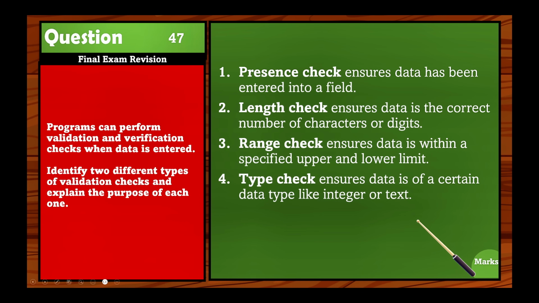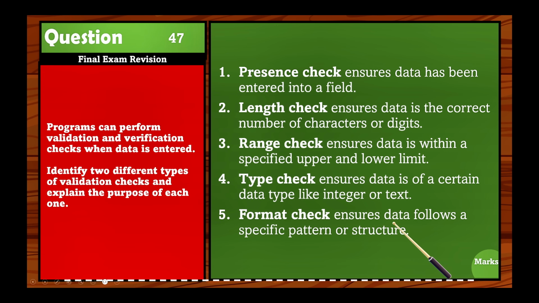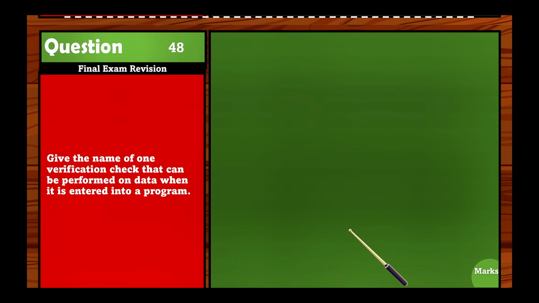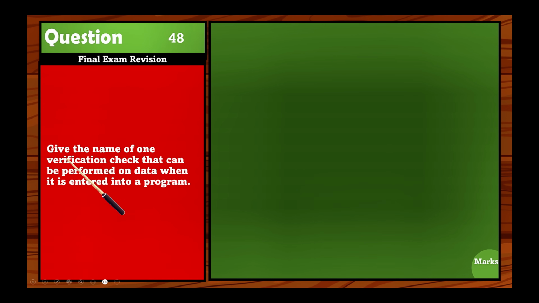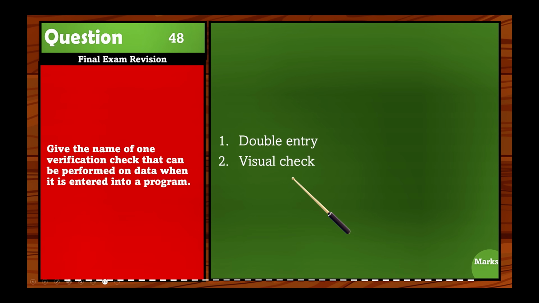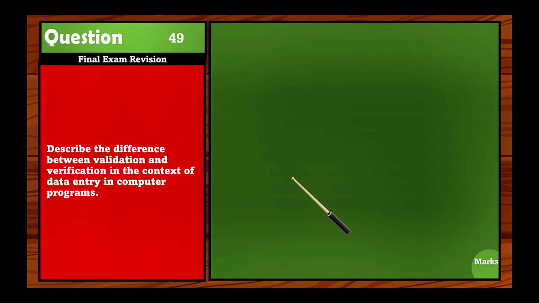Then you have a type check. Type check ensures the data is of a certain data type, like integer or text. Then you have a format check. This check ensures the data follows a specific pattern or structure. Question 48. Give the name of one verification check that can be performed on the data when it is entered into a program. So here we can say double entry check, and we can also say the visual check.